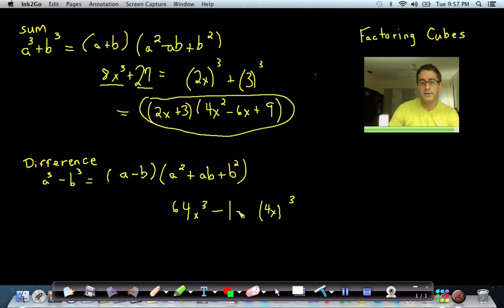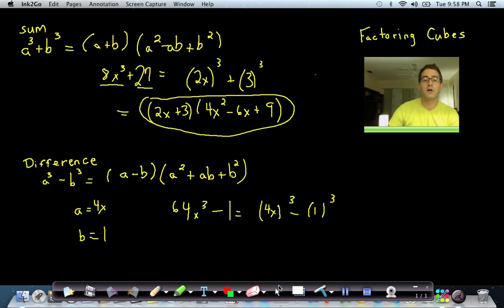So I found my a. Now I've got to find my b. Well, that's easy. 1 times 1 times 1. Well, guess what? I'm going to put that 1 in the cube there. Now I have my a, which is 4x, and I found my b, which is 1. Sometimes I like to do this too on the side. I didn't do it in the first example. I just write my a as 4x like this, and then my b would be 1.